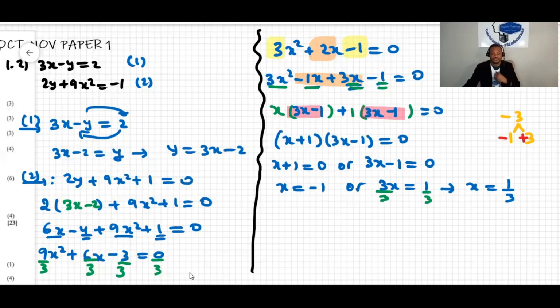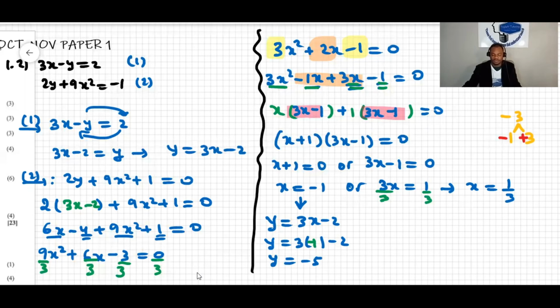Now, those are the values of x, but now we need to find the corresponding y values. So we're going to substitute these in either equation 1 or equation 2. Preferably, I will substitute in the equation where I made y the subject of the formula, because here it's going to be straightforward. So y equal to 3x minus 2, we sub in the value of x, which is -1, and then y will be -5.